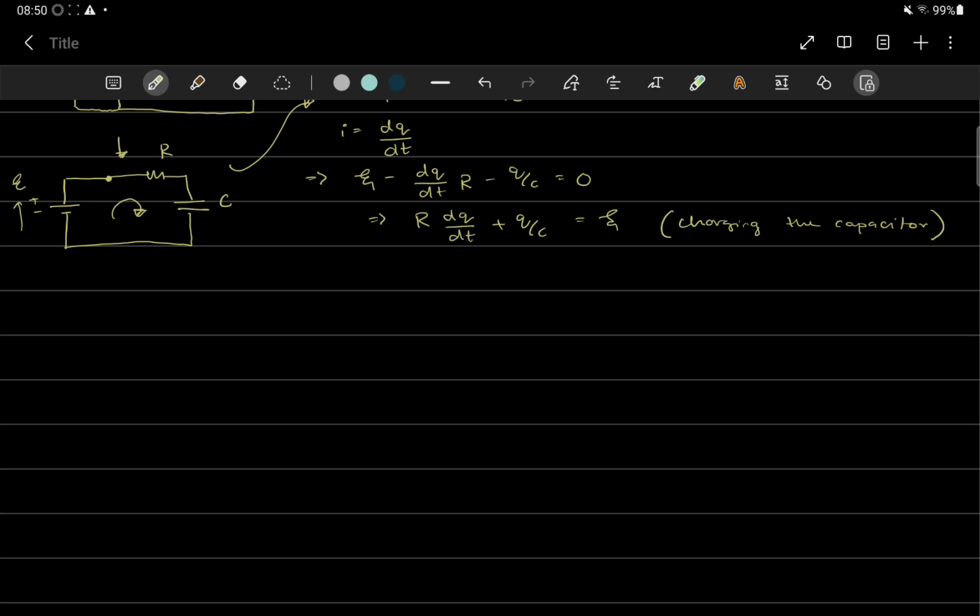However, I will tell you what the solution is, and the solution is Q equals C zeta times (1 minus e to the power of minus t/RC). Okay, and this is your solution for, again, charging a capacitor.